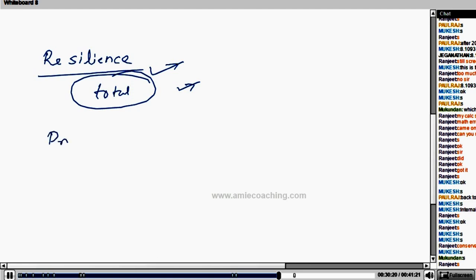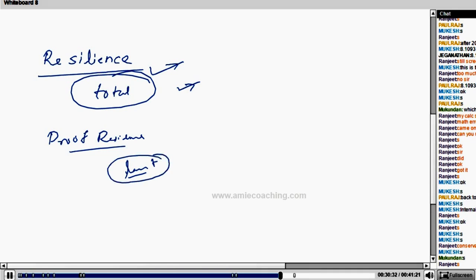Then what is meant by proof resilience? Proof resilience is the limit for that material to store energy. How can we govern this limit? Based on the elastic limit, isn't it? If I extend a material beyond the elastic limit, it will not come back, because it enters the plastic region. So it will not come back to its original shape when it reaches the plastic region.